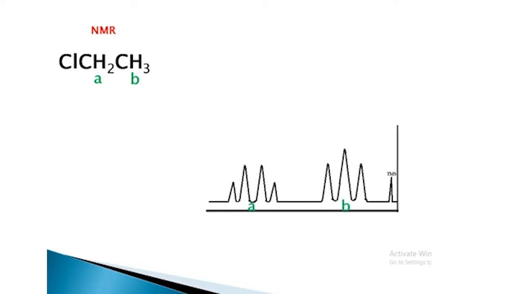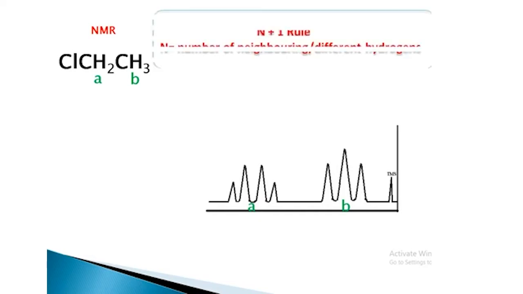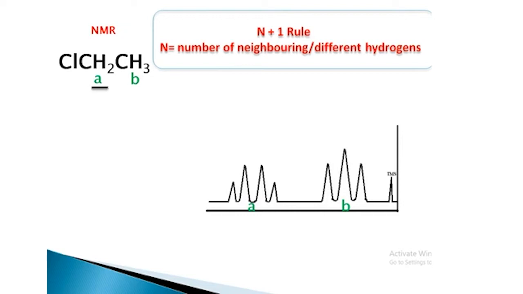Now there is an important rule governing the splitting of the signals, called the n+1 rule. Here n is the number of neighboring different hydrogens. Let us see how the splitting has happened for each peak, A and B. Let us take the A proton. What will be the value of n? This is the A type hydrogen, bonded to this carbon, and this carbon is the neighboring carbon, and these hydrogens are the neighboring hydrogens of the A type hydrogen. So the n value of the A type hydrogen is 3. If we put this into the n+1 equation, we get 4, and corresponding to the A hydrogen we get four different peaks. This is the reason we get four different peaks for the A type hydrogen.